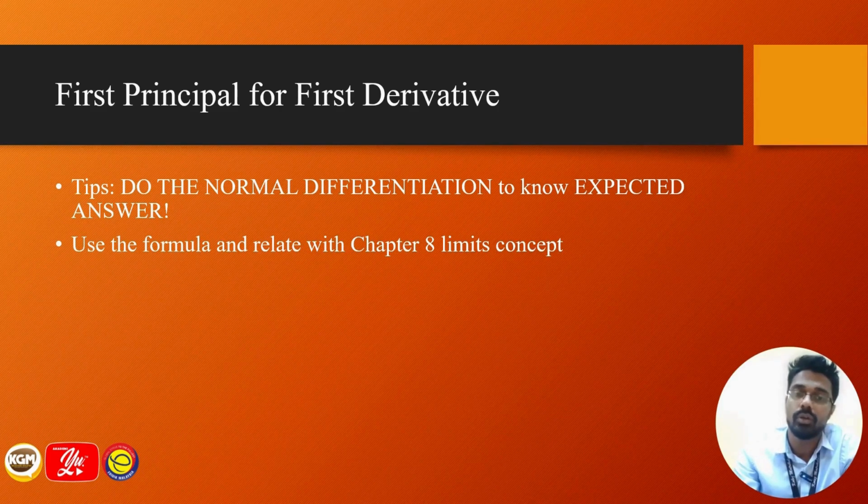First of all, do normal differentiation to know the expected answer. This is something that I think during Form 5 you didn't do. Please take my word, do the normal differentiation, but don't write it on your paper. Have it somewhere else, so that you know what to expect. And then we use the first principles formula. Without wasting time, let us go. There are 3 examples for us to see.